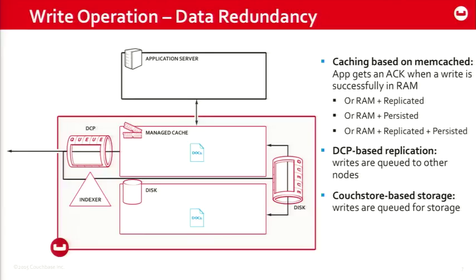The way you can do that, we have client-side SDKs and APIs, which are persist to and replicate to. On a key-by-key basis, you can basically say, I want to make sure this document not only gets persisted to my active server, but also gets replicated to the other server, and only then send me the acknowledgement back, right?